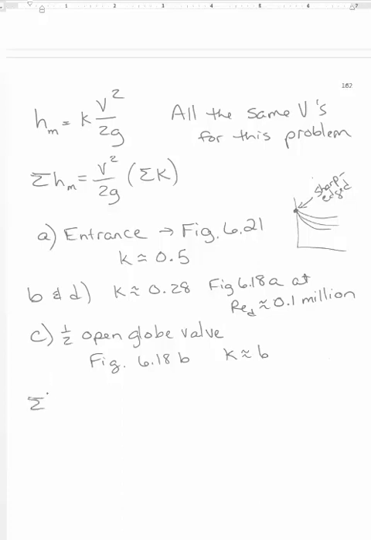So the sum of our HMs is going to be V squared over 2g times 0.5, plus we had 2 elbows for the 0.28, and these K values are non-dimensional, plus 6, and that's going to come out to 1.5 meters.